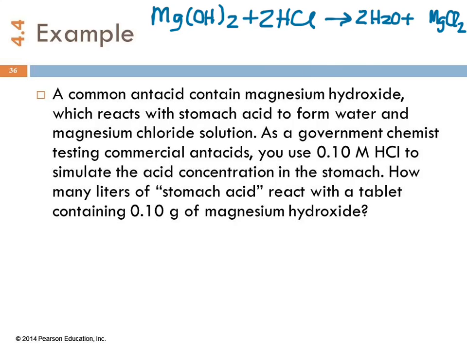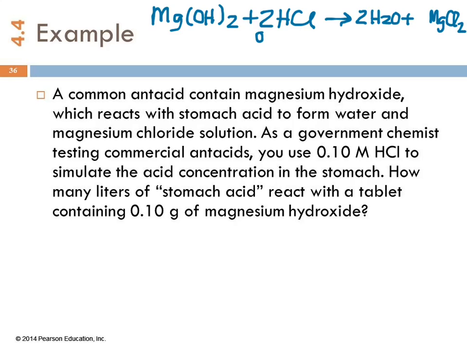Okay. So there's our balanced chemical equation. Now we're ready to actually start doing stoichiometry. So there's some numbers in the problem. We can use this equation to help us organize those numbers. So here it says 0.10 molar HCl. So I'm going to write this concentration under HCl.